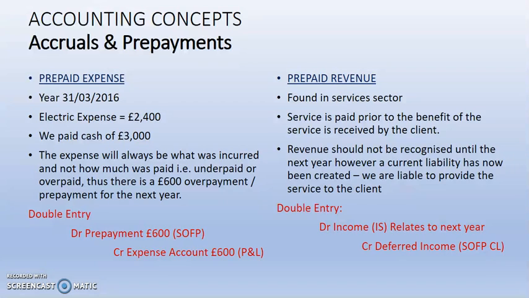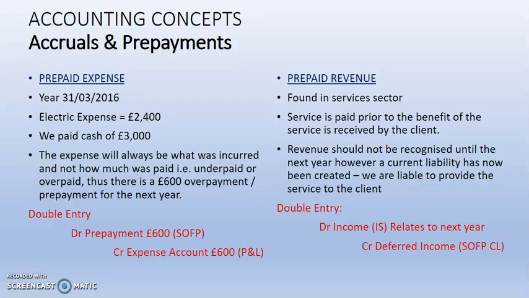We have to remember, however, that the expense will only be what was actually incurred and not how much was paid, whether this be an underpayment or an overpayment. Thus, we actually have a £600 overpayment, or what could be seen as a prepayment for the following year. So the treatment for the prepaid element of the £600 would be to debit prepayments as a current asset on the statement of financial position, and then to credit the expense account by £600. So that would be the £3,000, crediting £600 to bring that to £2,400 on the statement of profit and loss.